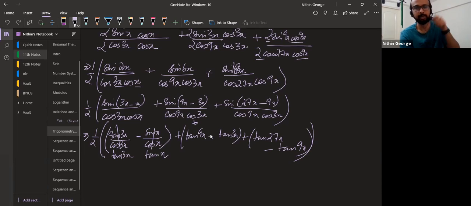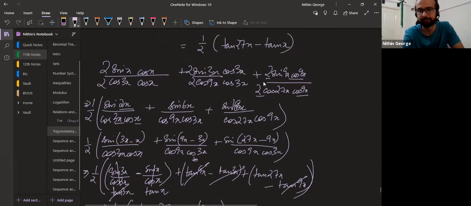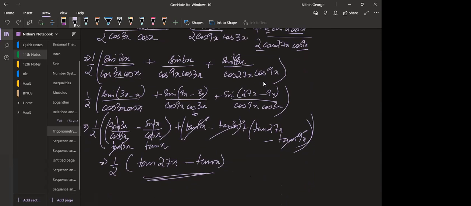Tan 3x minus tan x plus tan 9x minus tan 3x, which will cancel out, and this tan 9x will also cancel out. I'll get half of tan 27x minus tan x. All right, and this is the RHS. Got this, guys? Yes, sir. All right.